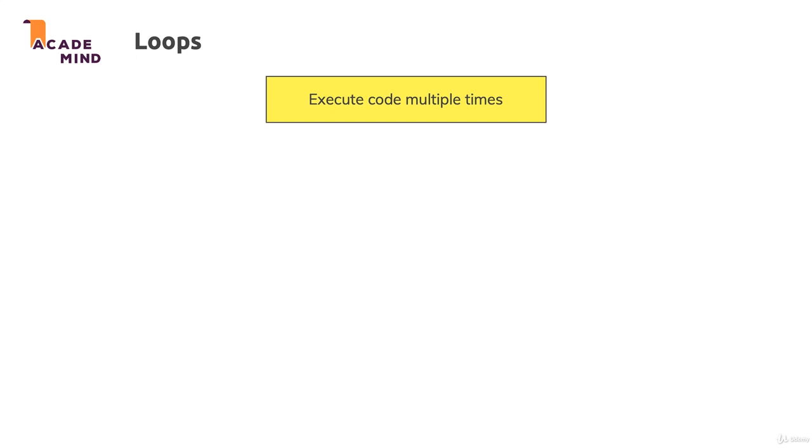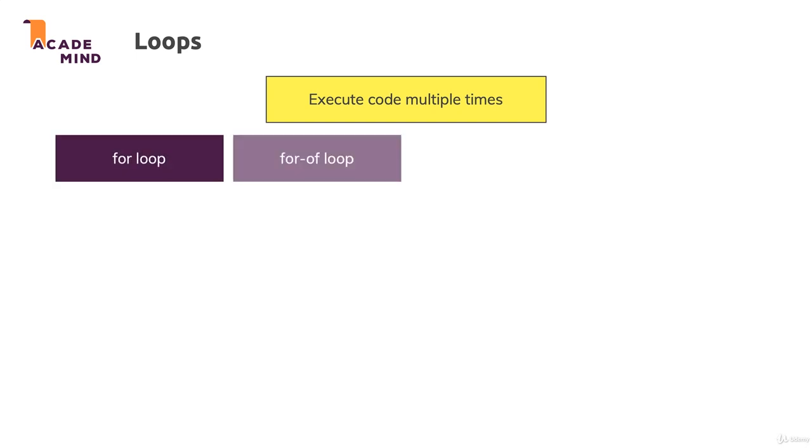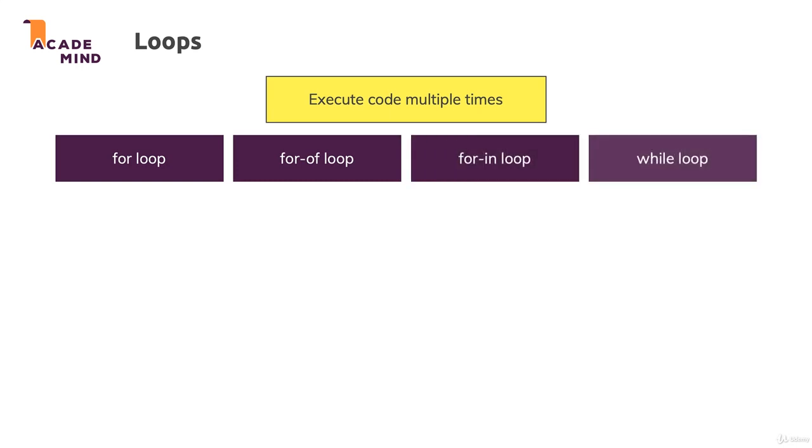Now in JavaScript, we have 4 main loops, and that's the for loop, the for of loop, the for in loop, and the while loop. And for the while loop, we also have one variation, which I'll also show you. Now, what's the idea behind each of these loops and when do you use them?